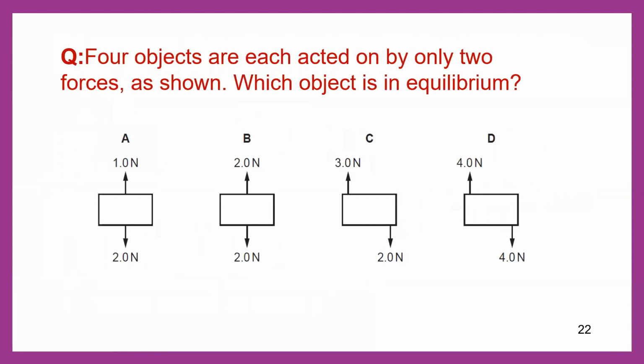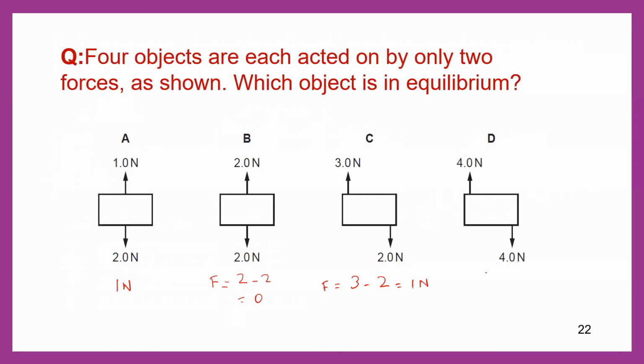Now we can practice another question. 4 objects are each acted on by 2 forces as shown. Which object is in equilibrium? So we are going to see the forces in equilibrium. 2 newtons downward, 1 newton upward. So the resultant force is 1 newton downward. That is not in equilibrium. Here, 2 newtons upward, 2 newtons downward. So 2 minus 2, the resultant is going to be 0. That could be in equilibrium. So 3 newtons upward, 2 newtons downward. So the resultant force is 1 newton. So that is not in equilibrium at all.